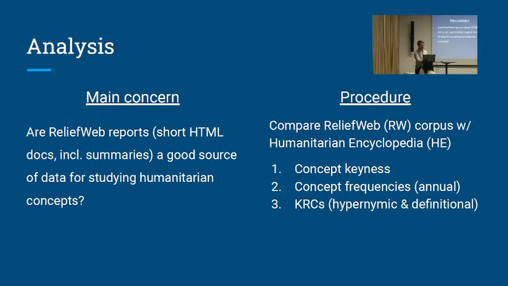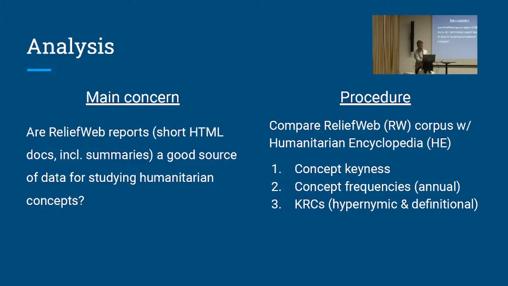So the main concern here was whether or not ReliefWeb's reports are really a good source of data for studying humanitarian concepts. You might think that, well, if there's a million of them, obviously they're important, but we also want to understand what is really the quality of those reports. Generally speaking, ReliefWeb's HTML data, which is what you'd see on the website, is made up of short documents, and even documents that are summaries that don't include full data. So that might influence the quality of any results that we would be getting if we use it, compared to a manually created corpus that we know is full of complete large documents.